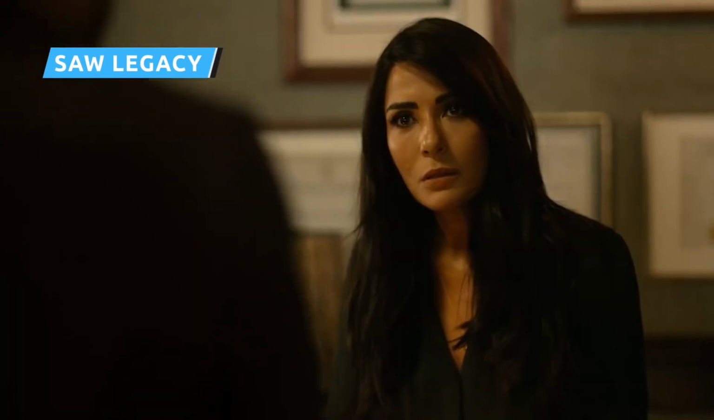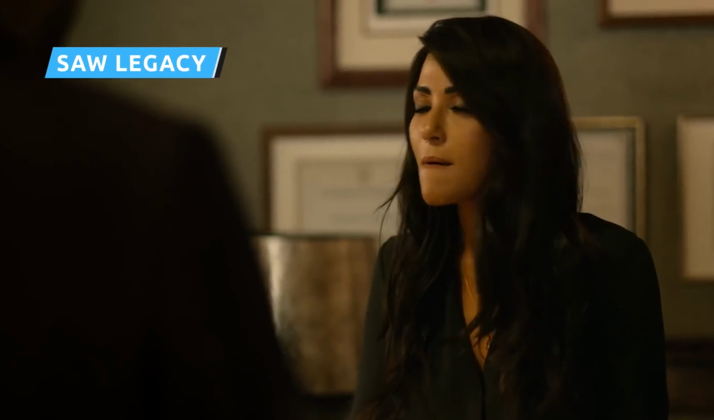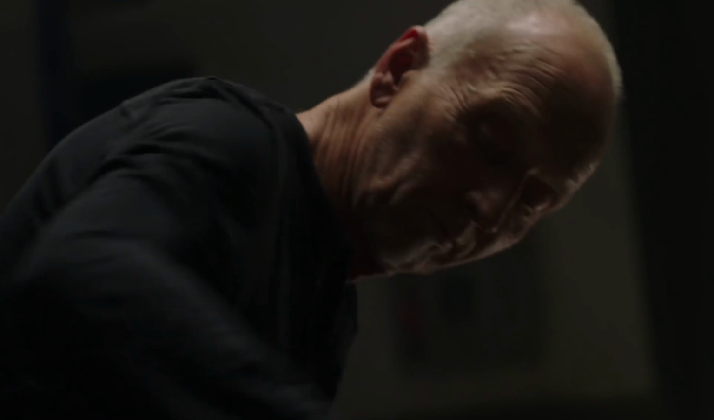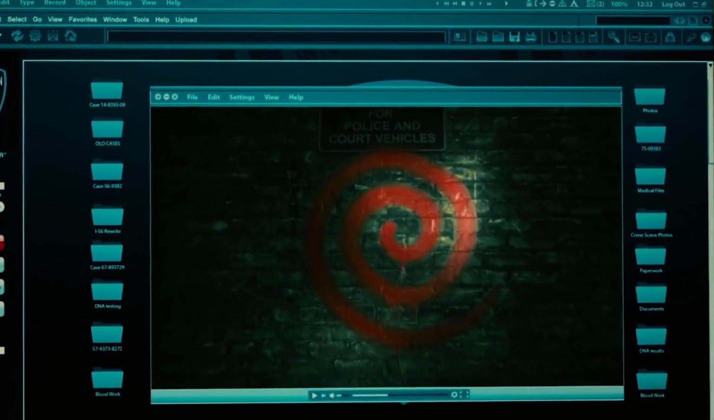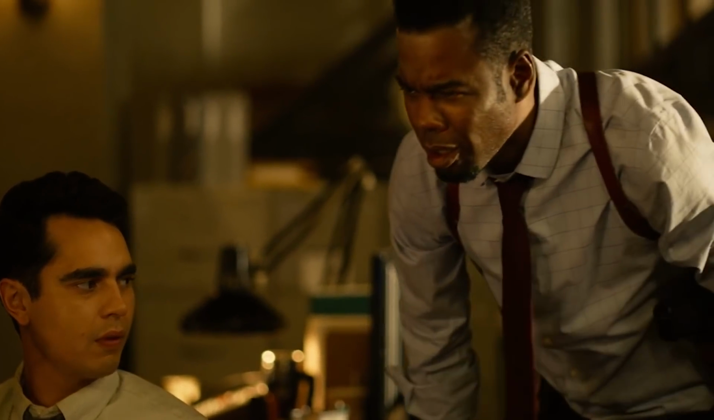Plot-wise, Spiral: The Book of Saw doesn't have much to do with previous Saw films. The killer in Spiral is inspired by John Kramer, better known to the world as the serial killer Jigsaw, and used as part of his iconography, but he has a decidedly different identity and motivation. And yet, Spiral is still part of the Saw universe, and it's not totally void of references to past movies.